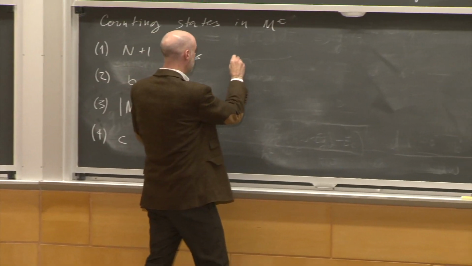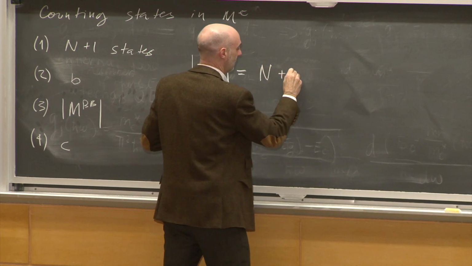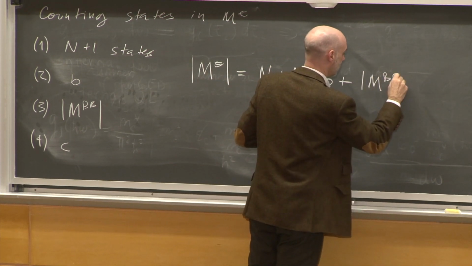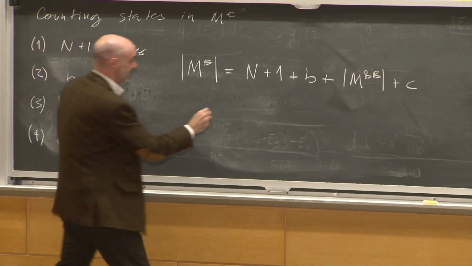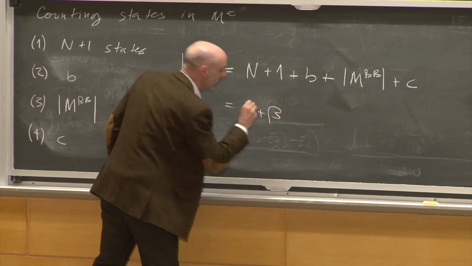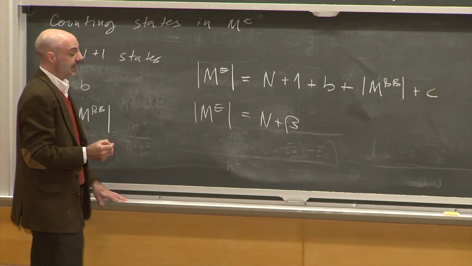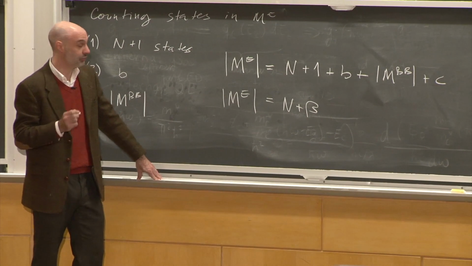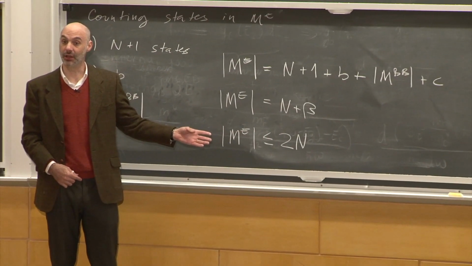So here is the number of states in our evil machine. It's just n plus 1 plus b plus that guy plus c. In other words, it's just n plus some constant beta. This means that it's easy to pick n big enough so that the following is true. If you just pick n to be bigger than beta, then that condition is going to hold.